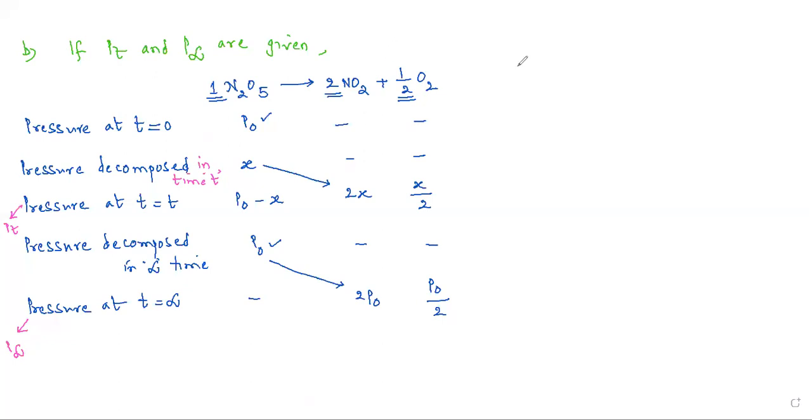Now, let us consider the whole thing here. P infinite can be written as 2P naught plus P naught by 2. This comes out to be 5 P naught by 2, right? 5 P naught by 2. Now, anyway, P infinite is given, right? So, this can be calculated. See, you are not given this P naught. This, of course, can be calculated.